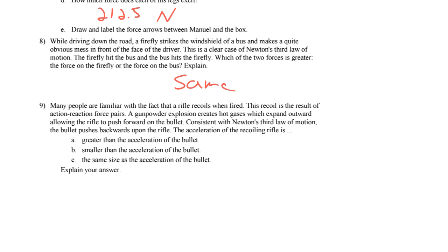Many people are familiar with the fact that a rifle recoils when fired. The recoil is the result of an action-reaction force pair. A gunpowder explosion creates hot gases, which expand outwards and allow the rifle to push forward on the bullet. Consistent with Newton's third law of motion, the bullet pushes backwards upon the rifle. The acceleration of the recoiling rifle is going to be smaller than the acceleration of the bullet. Because again, remember, force equals mass times acceleration. Third law guarantees that the force is going to be the same, but the gun has a much larger mass, therefore it will have a lower acceleration to compensate and keep that force the same.